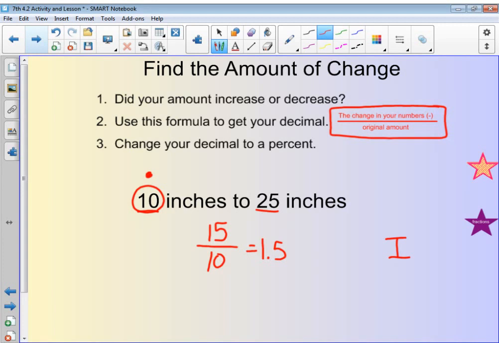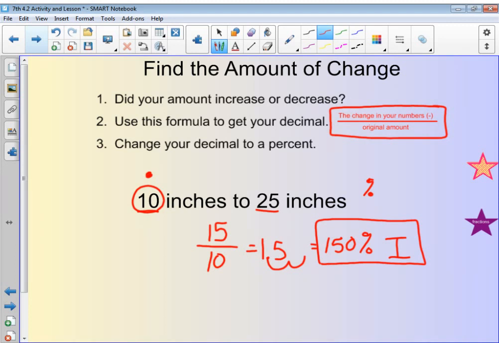Going back to what we worked with in lesson 1, remember percent has 2 circles on it, and a percent sign is always on the right side of the number. So we're going to go 2 places to the right, which would give us 150%. So we just found out that we have a 150% increase when it went from 10 inches to 25 inches.